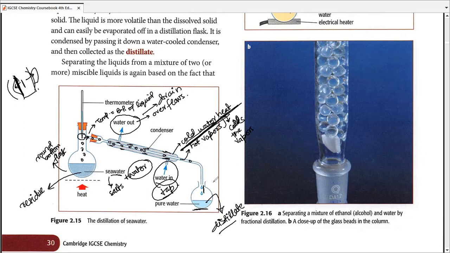By the end of the experiment, whatever was collected in the beaker in filtration was known as filtrate, and here in distillation, it's known as distillate. So our distillate is pure water and our residue is leftover salts. So salts become residue at the end of the experiment and water becomes distillate. Make sense? Yes, sir. Good, good.